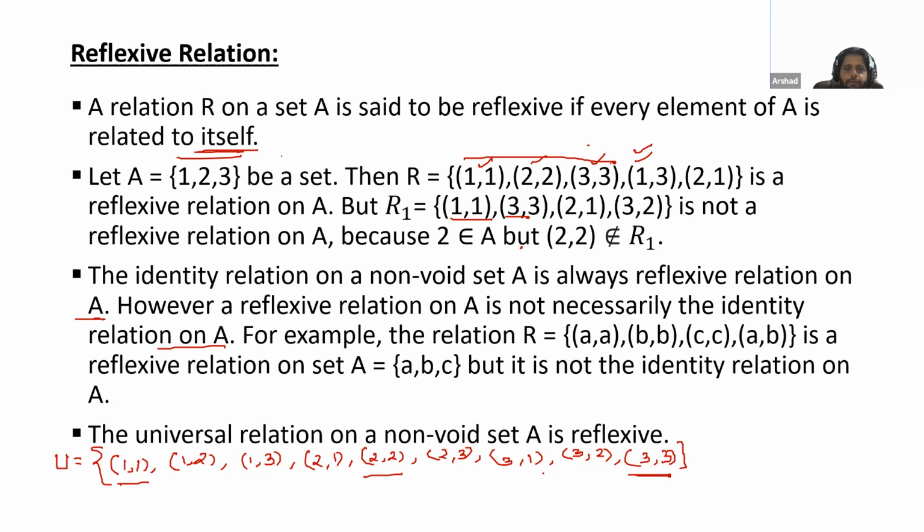Is this clear? Yes, this is a universal relation, and this will always become reflexive because these ordered pairs will always be available in this relation.